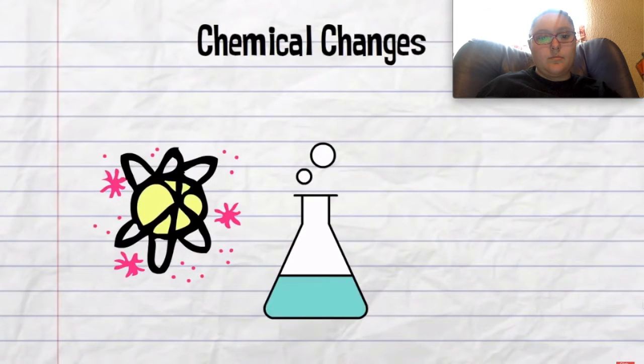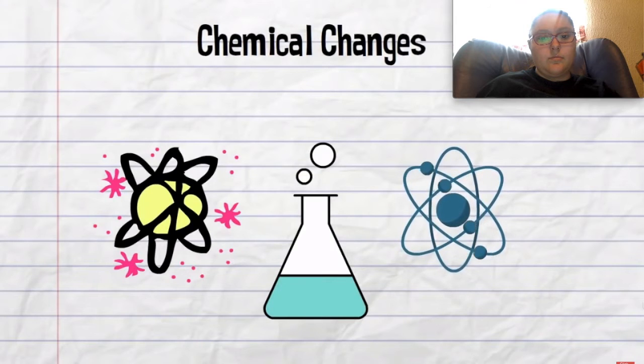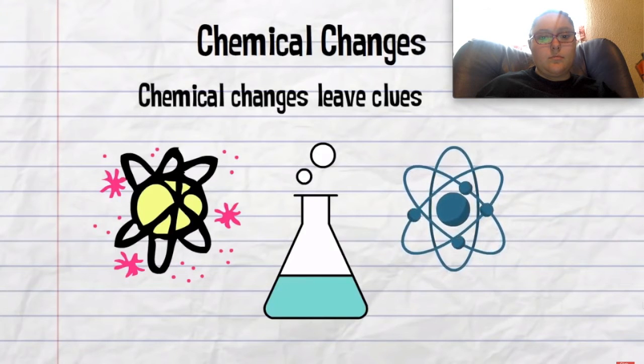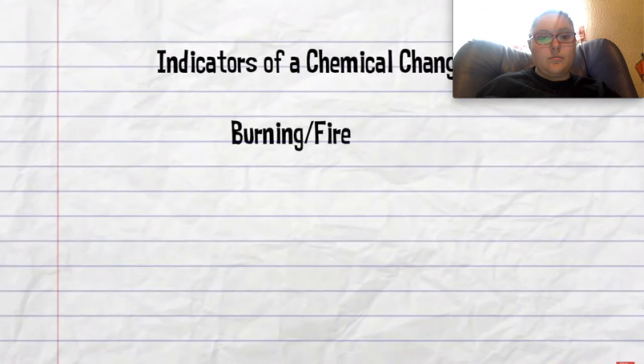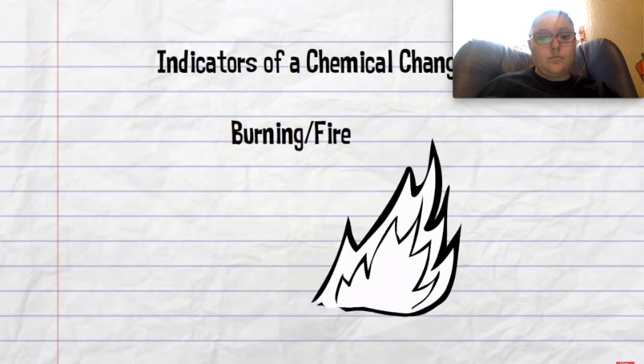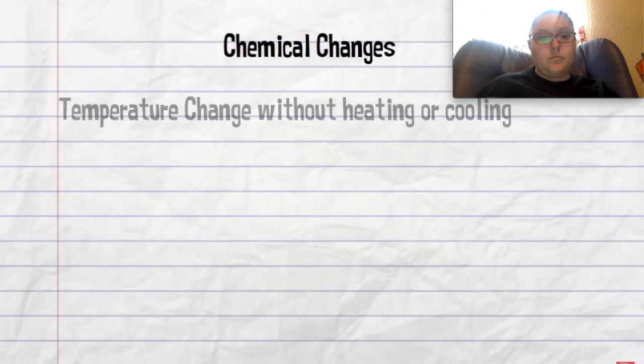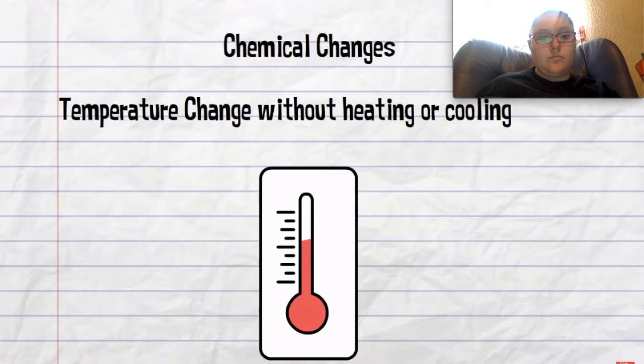Chemical changes, on the other hand, create a new substance. It involves breaking or making chemical bonds between atoms. Chemical changes leave behind clues or indicators. Here are 5 indicators of a chemical change. First, if you see burning or fire, you have a chemical change. Second, a temperature change without heating or cooling is an indicator of a chemical change.